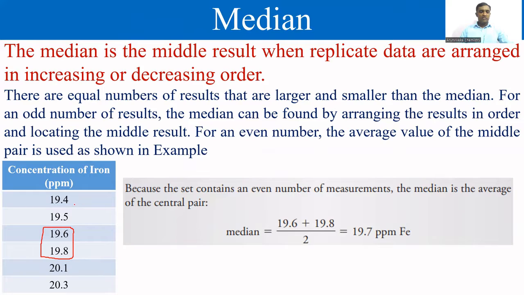On this side, you have two data points. On the other side, you have two data points. That means this is the central pair. So 19.6 plus 19.8, you take the average, it is going to be 19.7. That is the median of this even set of data, which means you had 6 different data points. So we take the average of the central pair, which is 19.7. So 19.7 ppm of iron is the median of this result.